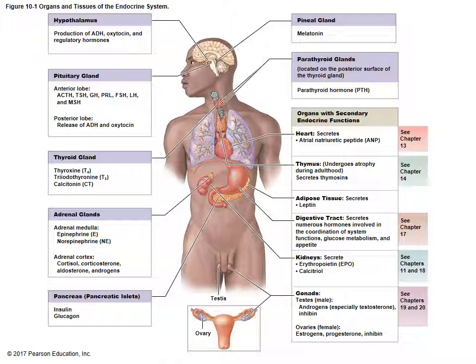Here are some of those organs and tissues of the endocrine system. This is a really great graph. Trust me, it's going to show up in the homework and it's totally going to show up on the test. Let's take a look at what it is. So basically, it's a graphic depicting the proper organs and tissues of the endocrine system, and then it has a couple of the secondary endocrine organs listed as well as some of their functions.